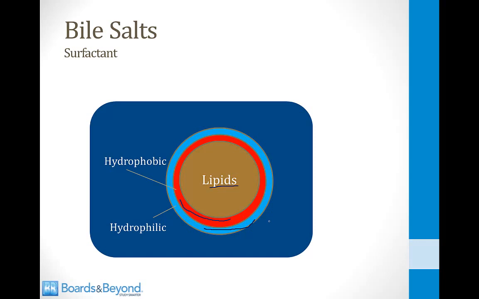Substances that suspend lipids like this are called surfactants, and you may know that soap is also a surfactant. If you have a greasy pan, you're not going to be able to dissolve that grease in water, but if you add soap, which is a surfactant, the soap will bind to the grease and it will also dissolve in water, and therefore you can get your pan to become clean.